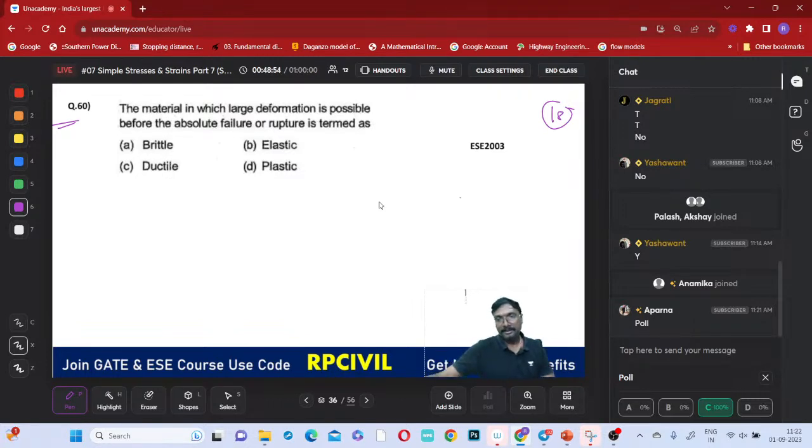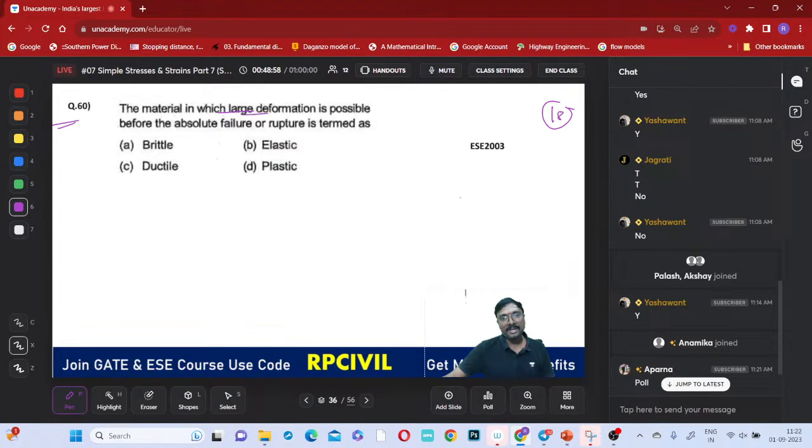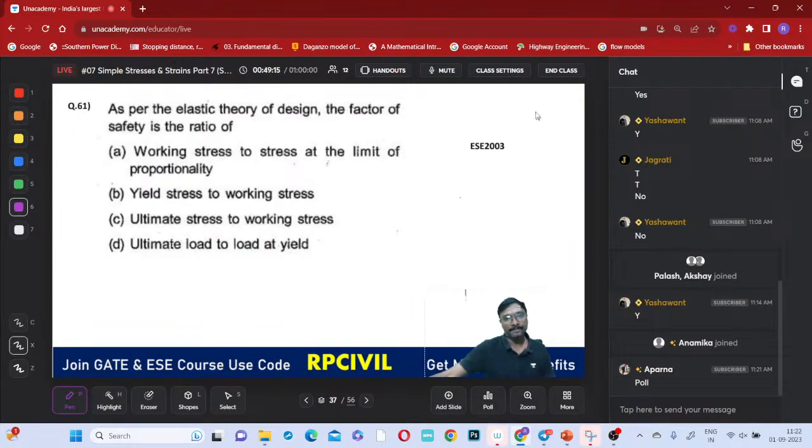Right. So here, the material in which large deformation is possible. Which type of material allows large deformation before the failure? Is large deformation before failure possible in the brittle material, or in the ductile material only? Large deformation is possible in the ductile material only, yes or no? No. 61st question.